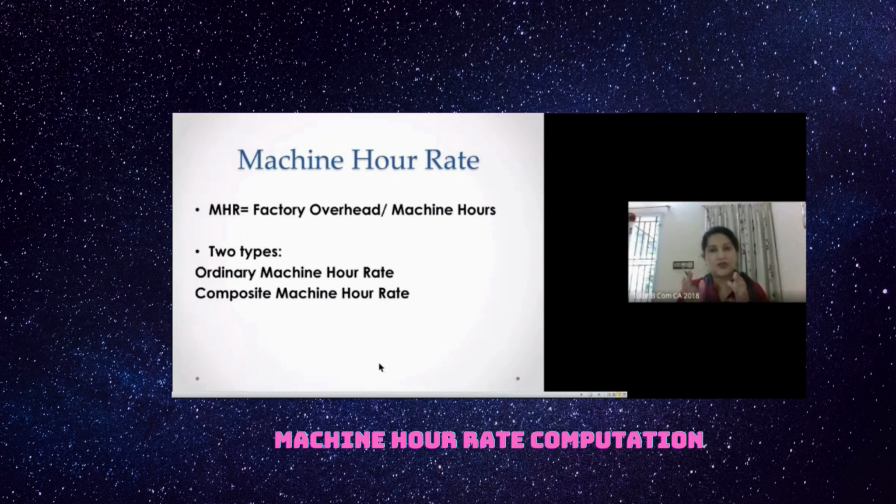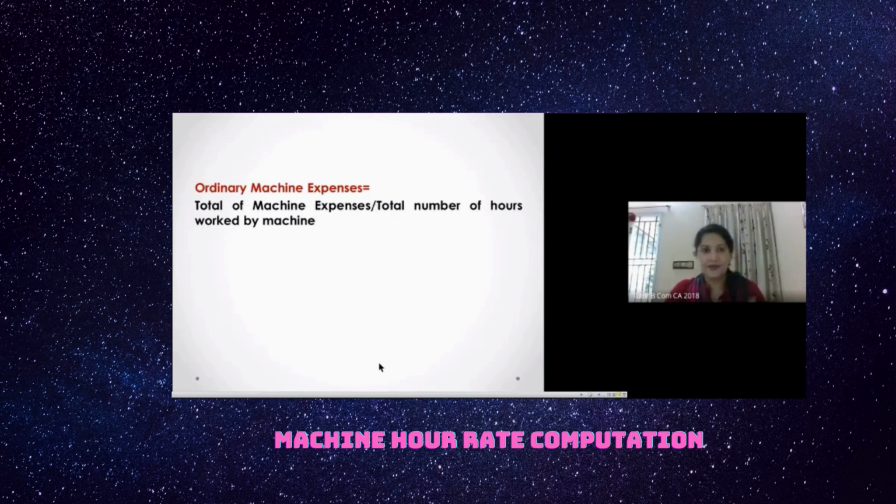The first one is very simple, just looking at the broad, the macro perspective of what are the charges that can contribute to the working of this machine. But in case of the combined one, the composite one, we include all the minute expenses that are associated with manufacturing of a particular unit of production. Now, I'll show you a specimen which will help you to understand that. This is the formula, of course, ordinary machine expenses.